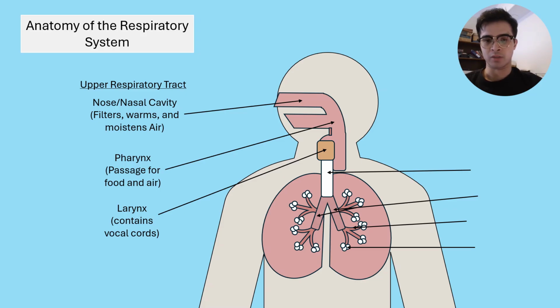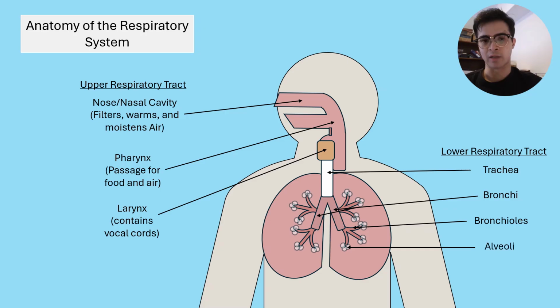The second division is called the lower respiratory tract. And the first one is the trachea, which is a large tube which allows air in. This splits into two branches called the bronchi. And then the bronchi split into even smaller branches called bronchioles. Finally, they lead into tiny little air-filled sacs called alveoli, which is the site of gas exchange.